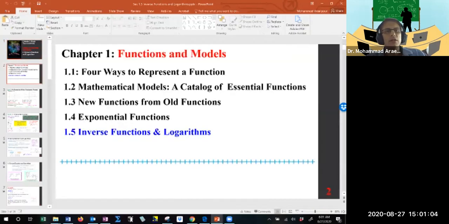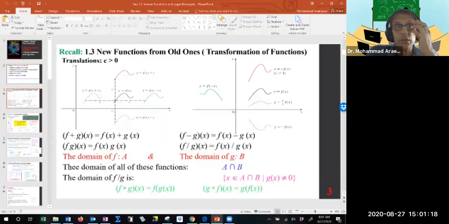We have covered four ways of representing a function, mathematical models, new functions from old, exponential functions, and now we're going to move on to the new section, inverse functions and laws. We recall from 1.3 the algebra of functions, composite functions, and old functions from the new functions, in other words, transformations, how they look.